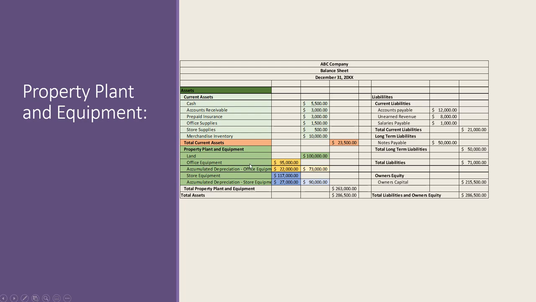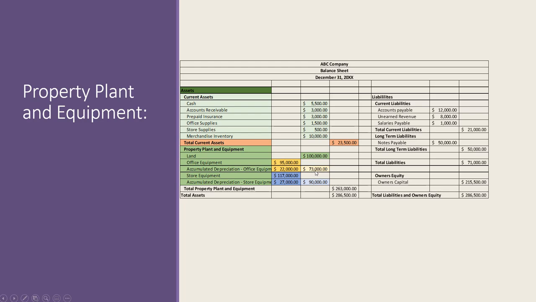So in the left-hand column, this office equipment is the cost of that office equipment from the original value, and that asset shows up on our adjusted trial balance as $95,000. The accumulated depreciation of the office equipment account has a total value of $22,000. And as we discussed on an earlier video, the cost minus the accumulated depreciation, so $95,000 minus $22,000, gives us a book value for the office equipment of $73,000.